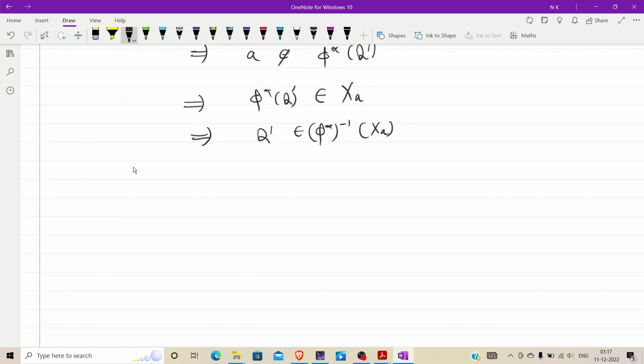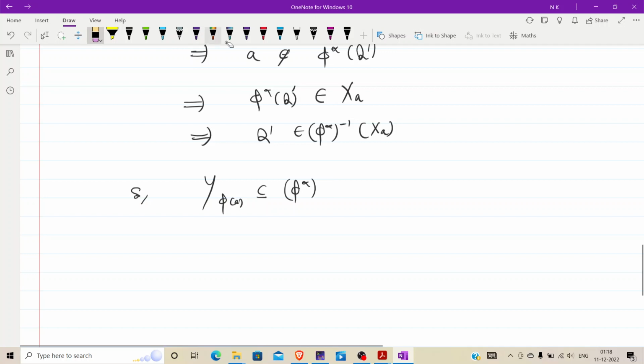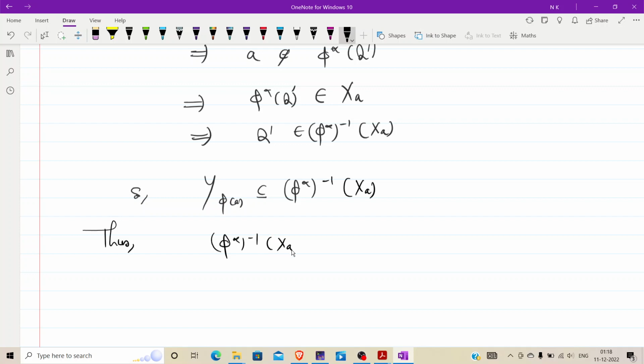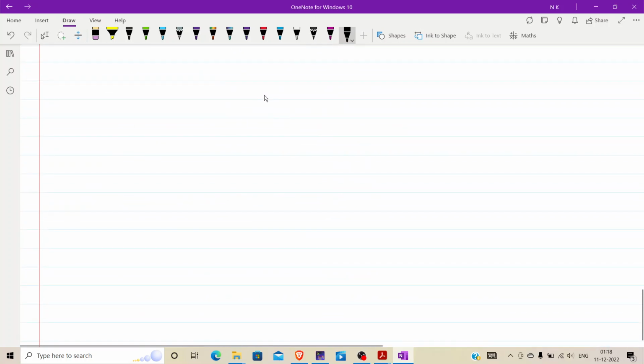So what does this mean? Y minus φ(A) is a subset of φ* inverse of X_a. So definitely we can combine these two statements, and thus we can write that φ* inverse of X_a is equal to Y minus φ(A). Okay, now let's go to the second part of this.